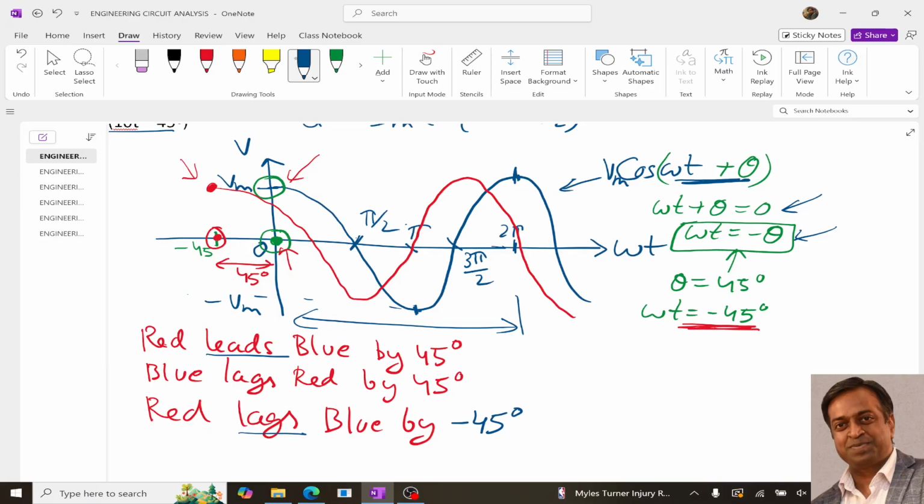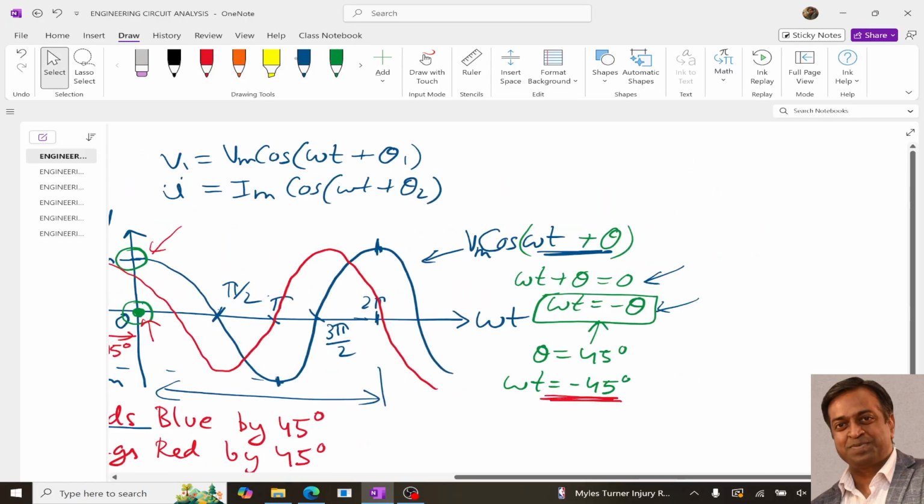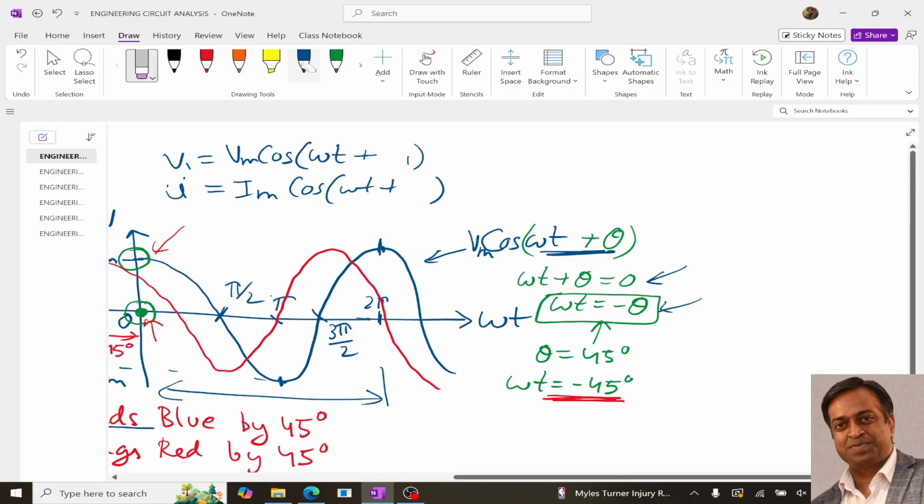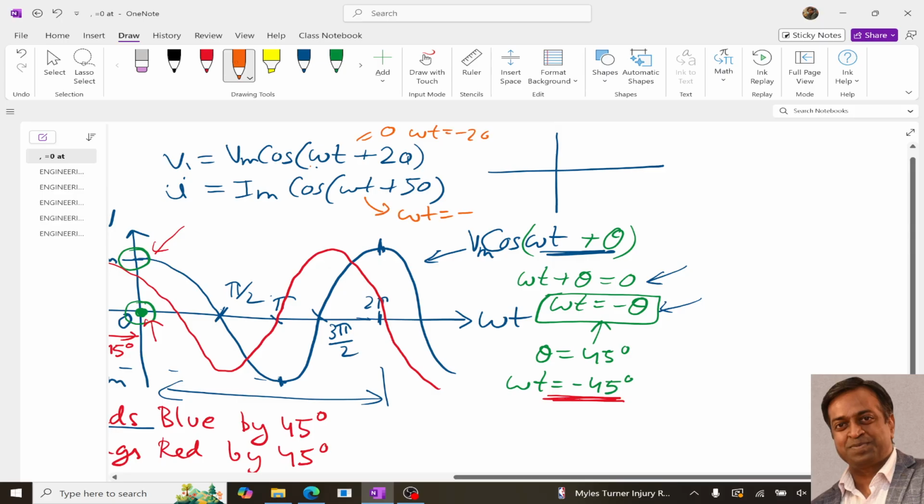Or in a simpler way, instead of drawing the graph, suppose instead of theta 1 and theta 2 I put some angles, let it be 20 and let it be 50, right? Then I can first equate this one: omega t equals 0 gives omega t equals minus 20, and for this one omega t equals minus 50.